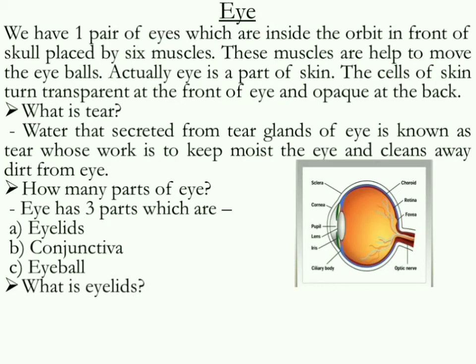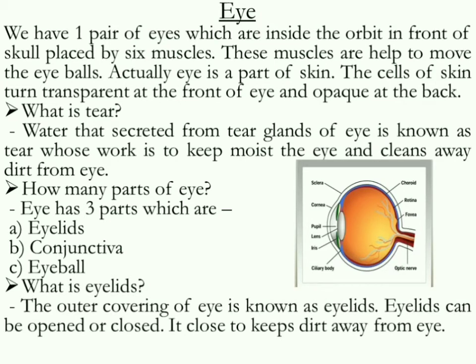What are eyelids? Do you know what eyelids are? Yes, the outer covering of the eye is known as eyelids. This part we can close or open at our own wish. When closed, it keeps dirt away from the eye. So we close the eyelid to keep dirt away from the eye.